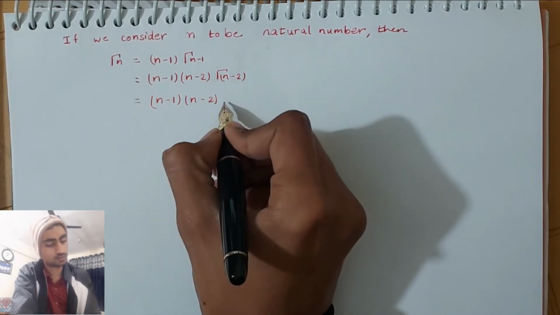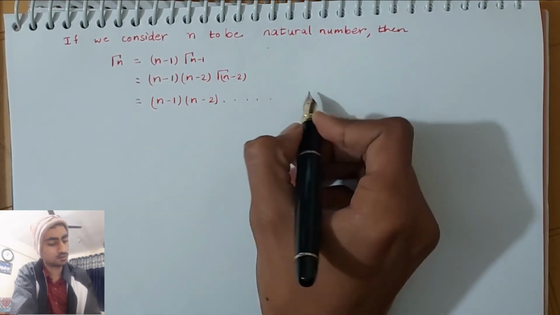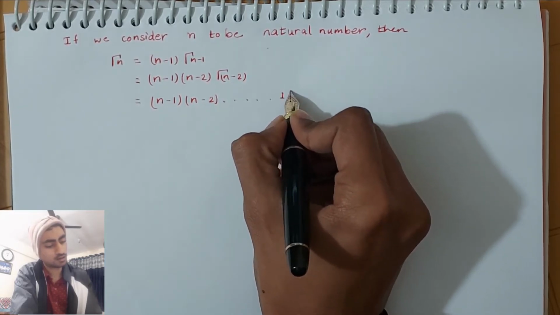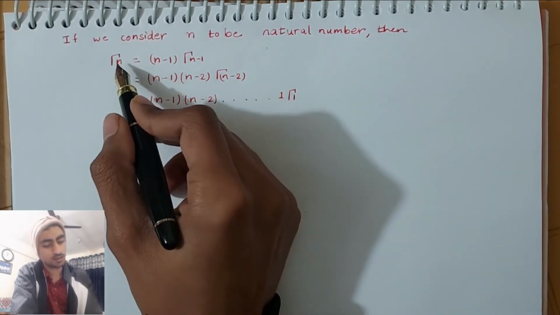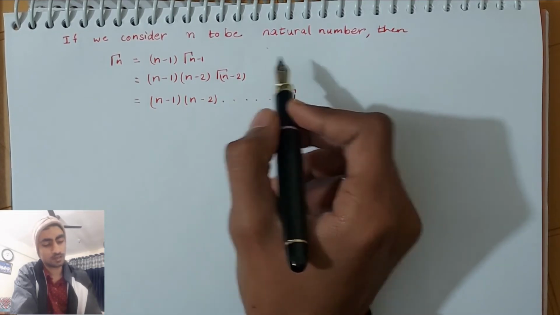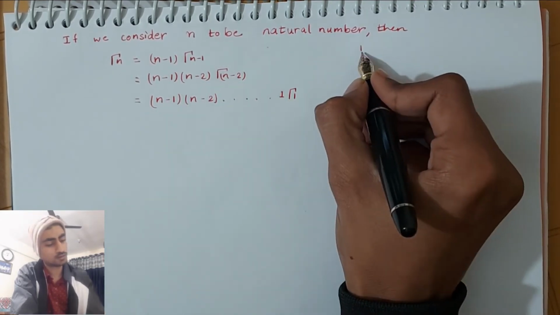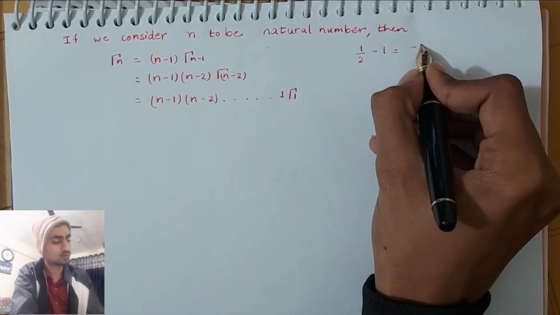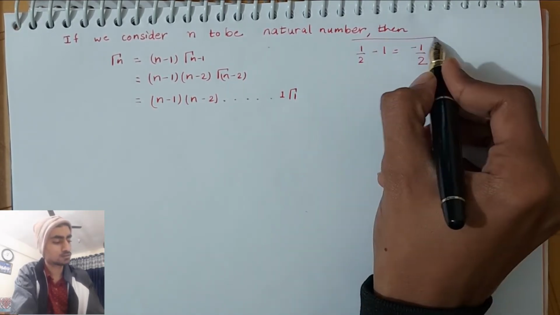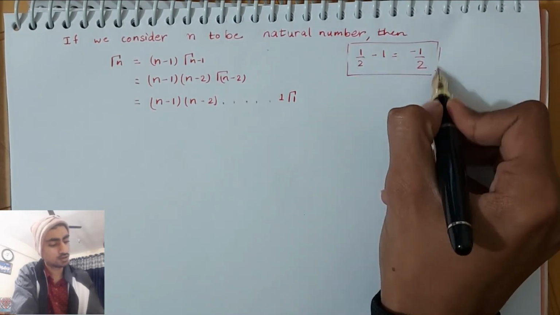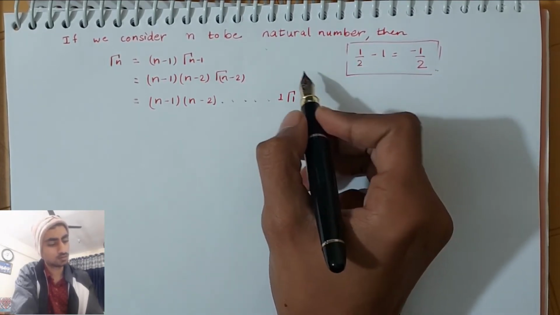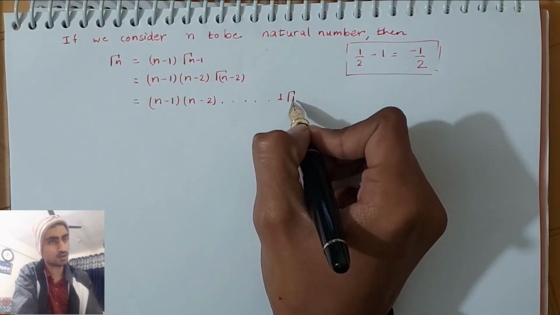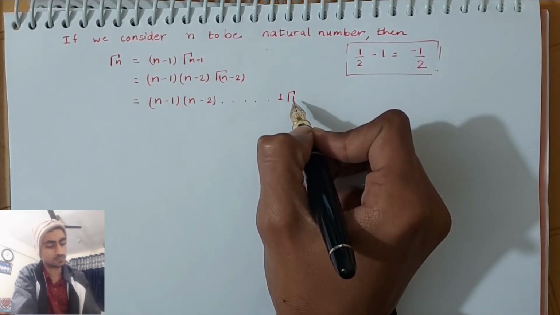If we do this successively, you can see that we will at some point reach gamma 1, since n is a natural number. If n were a fraction, then 1 by 2 minus 1 would give us minus 1 by 2, and in such a situation we will not reach gamma 1. So it is essential that it is a natural number. That's why at the end we will always reach 1.